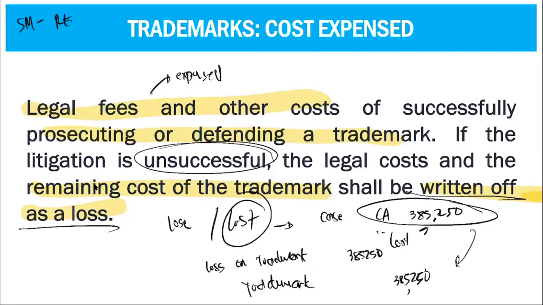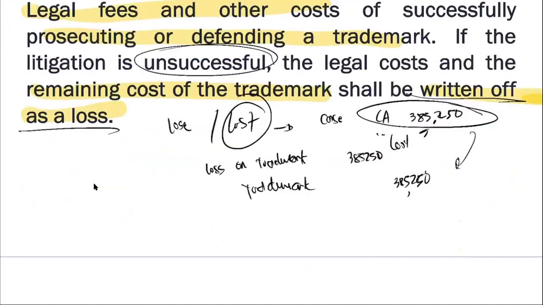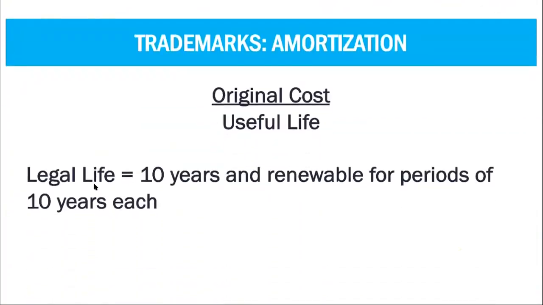How about our capital expenditures for trademarks? Normally, there is no capital expenditure related to a trademark. Hence, we will not talk on any capital expenditure on a trademark. We go now to your subsequent measurement as to your amortization. So how do we amortize your trademark? It is original cost divided by useful life. And the legal life is 10 years and renewable for periods of 10 years each. So the problem here is it can be renewed.